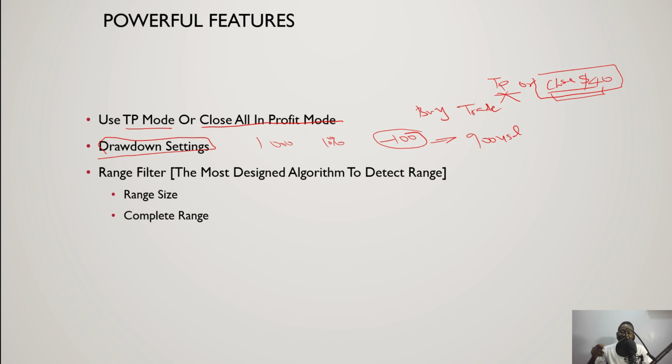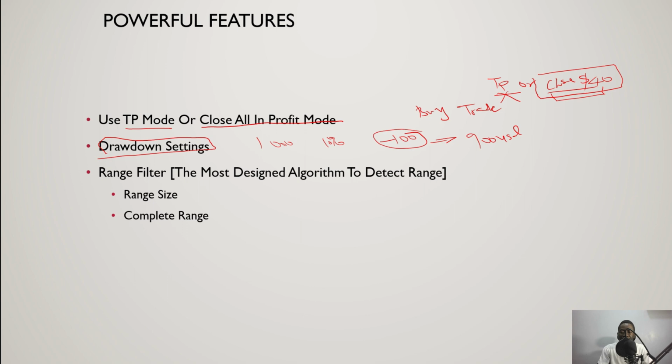Now let's talk about the most powerful range filter I've created. The reason why I call it the most powerful range filter is because it took me time to create this algorithm to detect range. Yes, because if you can't detect range and you just activate this EA anytime, then you may be crashing your account frequently. This is what I'm trying to say.